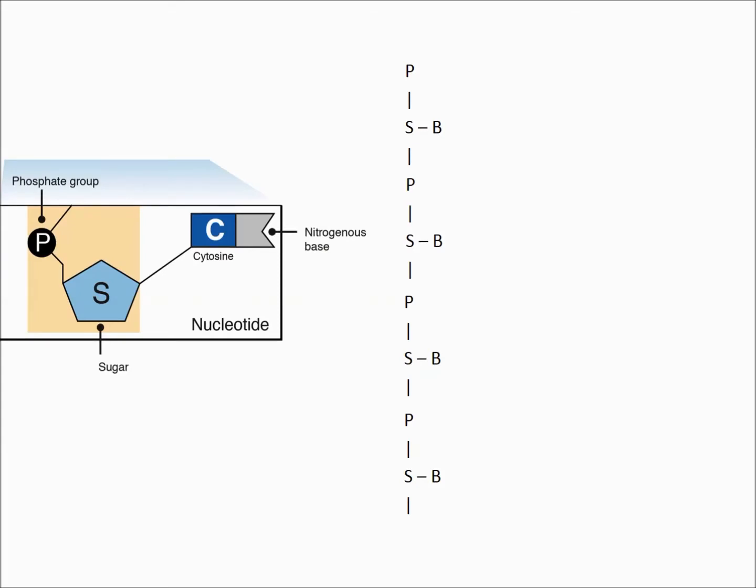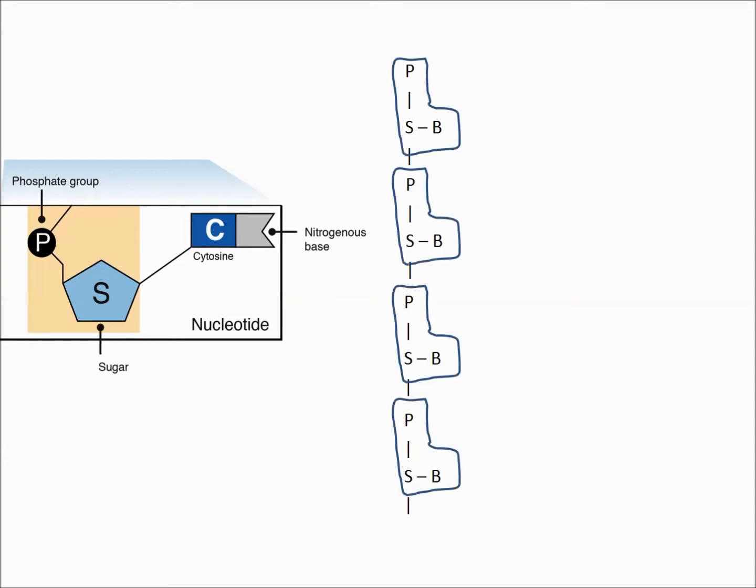On the left, you have a simplified structure of a nucleotide. S is for sugar, P is for phosphate, and the C is for cytosine, one of the 4 nitrogenous bases. Now, nucleotides form together a chain or a strand called nucleic acid, and this is shown in the middle. Circled are the individual nucleotides, and they form a backbone of phosphate sugar, phosphate sugar, phosphate sugar, etc.